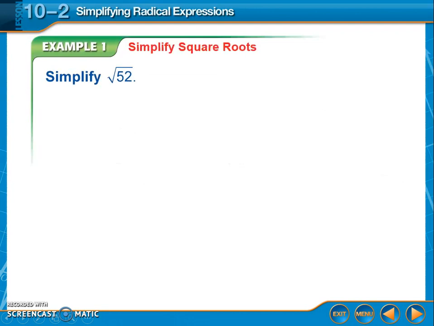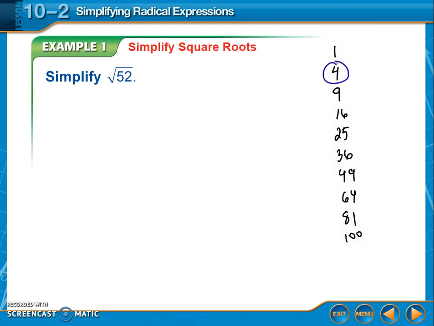So if we're looking at something like this and we want to simplify it, we're looking for any perfect squares that go evenly into 52, because 52 itself is not a perfect square. So if we think of our perfect squares, 1 squared is 1, 2 squared is 4, 3 squared is 9, 4 squared is 16, 5 squared is 25, 6 squared is 36, 49, 64, 81, 100. And we can just start with these. So we're looking to see if any of these go evenly into 52. The only one that you can divide evenly into 52 is going to be 4.